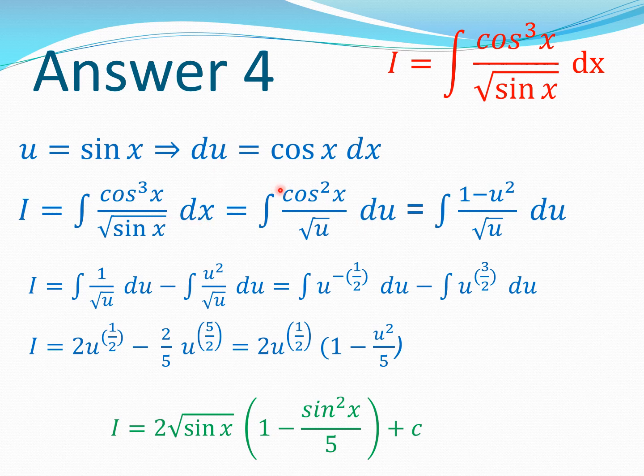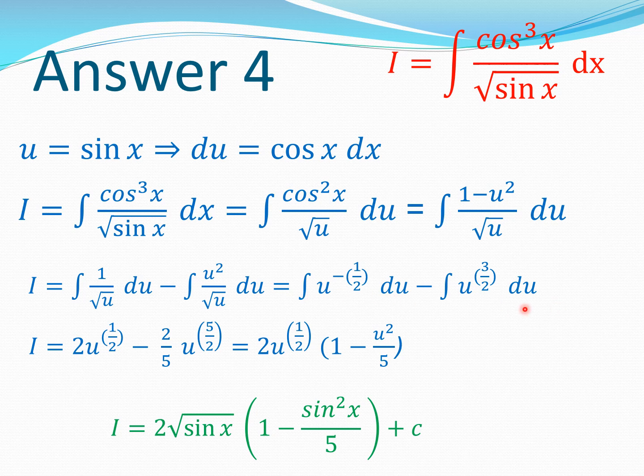I'm going to substitute 1 minus u square for cos square x, because I know that sine square x plus cos square x equal to 1. I get this integral here. So now I have converted the trigonometric into the algebraic form. I expand it out because I can write this as 1 by root u du minus u square by root u du, and then I can simplify these expressions. So it becomes u to the power minus half du, and this becomes u to the power 3 by 2 du.